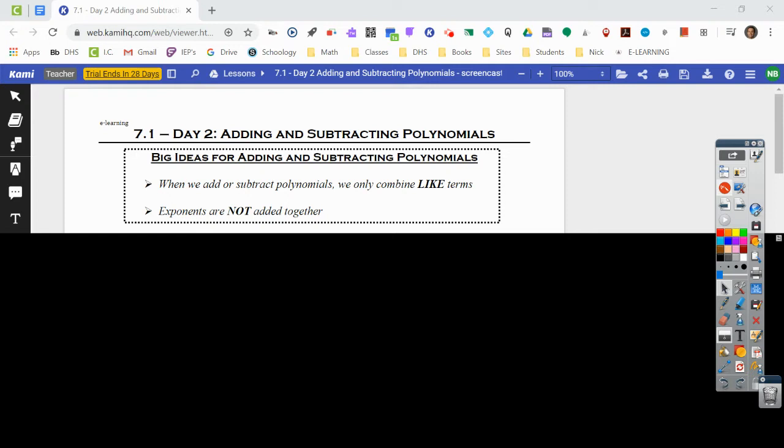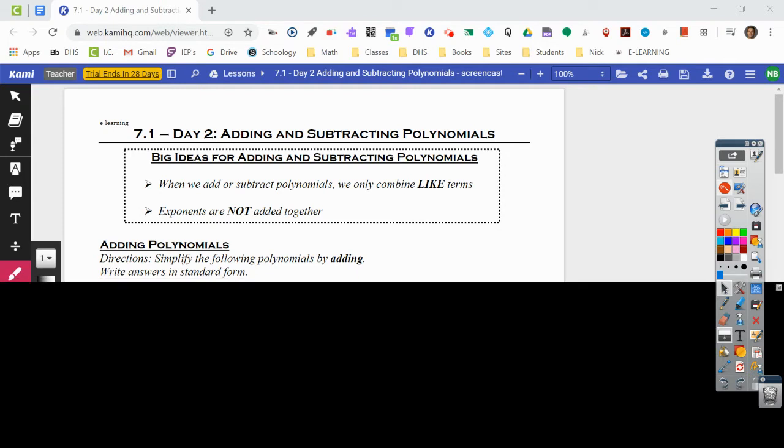Just like the other day, if you're able to print out a hard copy of the notes and follow along, that'll be best. But if you don't have access to a printer or can't print these out, that's okay as well. Just get out a sheet of paper, follow along, and put these notes in your binder when you're finished. All right, let's get to some example problems.